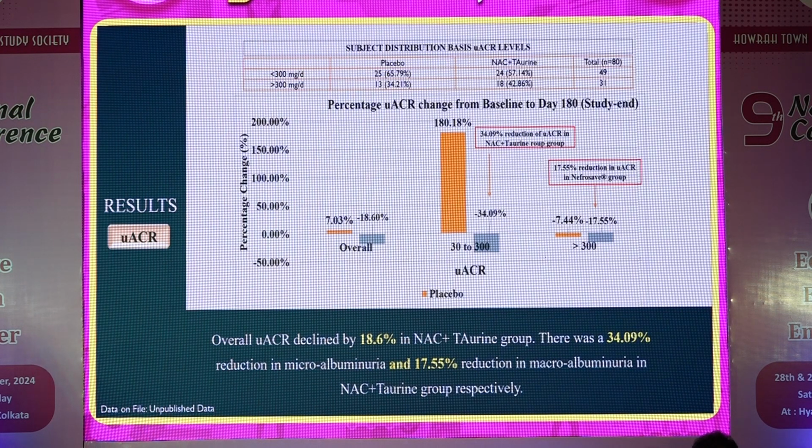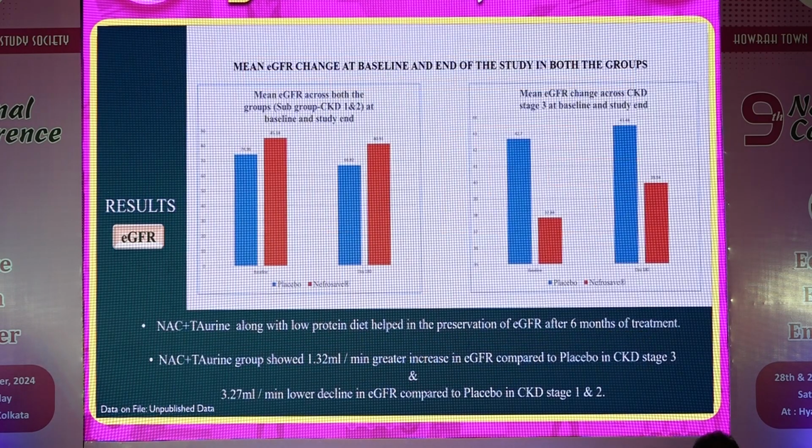Now we grouped these patients into two groups. One group had urine microalbuminuria less than 300 milligram per day, and one was above that. We saw that overall urine albumin creatinine ratio declined by 18.6% in the NAC-taurine group, and there was a 34% reduction in the microalbuminuria group and a 17.5% reduction in the macroalbuminuria group in the NAC-taurine group, respectively. So those were significant numbers which we gained.